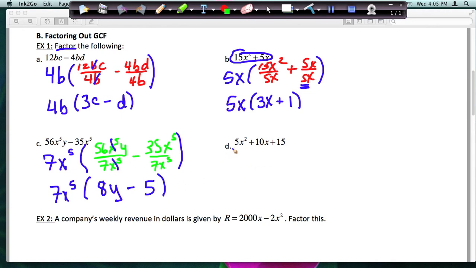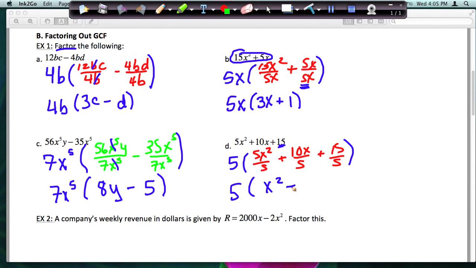Okay, and the last one, 5x squared, 10x, and 15, the only thing they have in common is the number 5. That's the greatest common factor. But they don't have a variable in common because this 15 has no variable. So let's go ahead and do the same thing. Let's divide all three terms by that GCF of 5 because that's what we're going to pull out. And then we'll go ahead and write what we get when we pull that 5 out. And we're left with x squared plus 2x plus 3. And that's factored. That's all we can do.